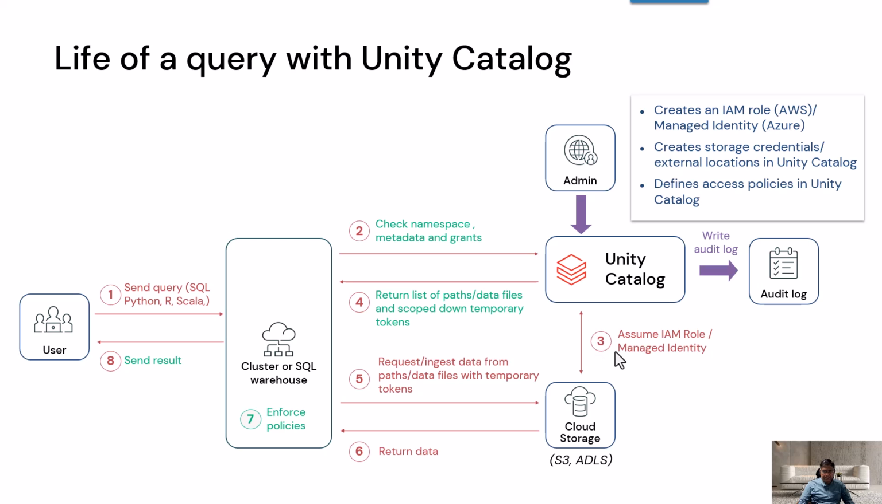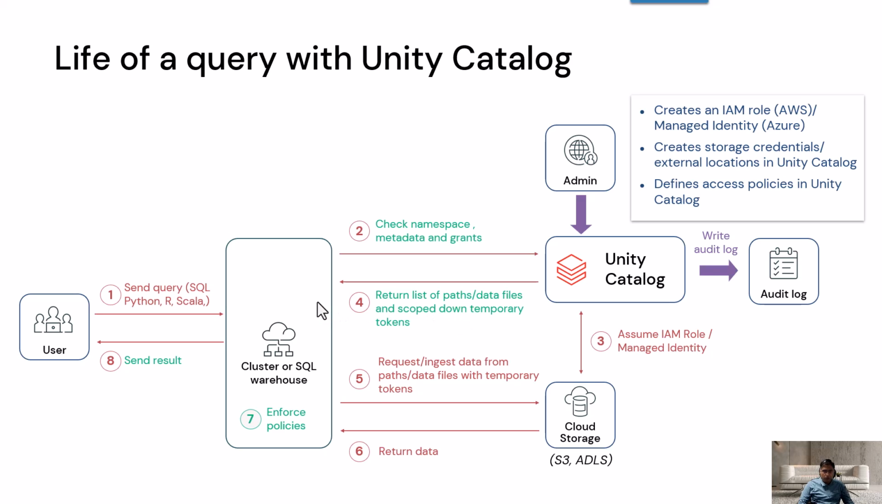So once this access is assumed as an IAM role, it returns the list of paths, data files and scoped-down temporary tokens. So it returns the list of paths where the access can be granted, along with the data files where the access can be granted, and then it scopes down the temporary token. It gives you a temporary token which is valid for 1 hour.